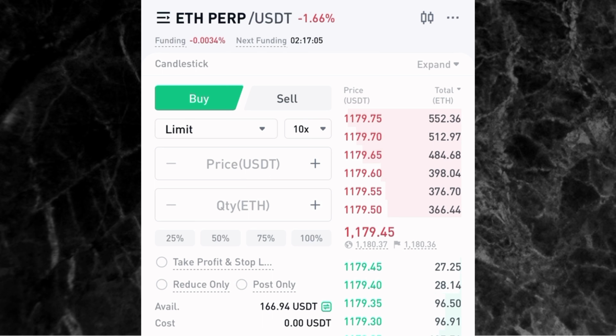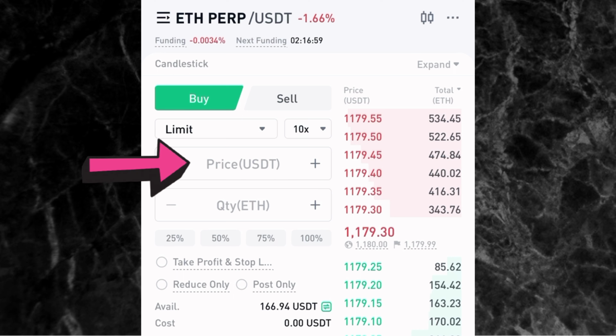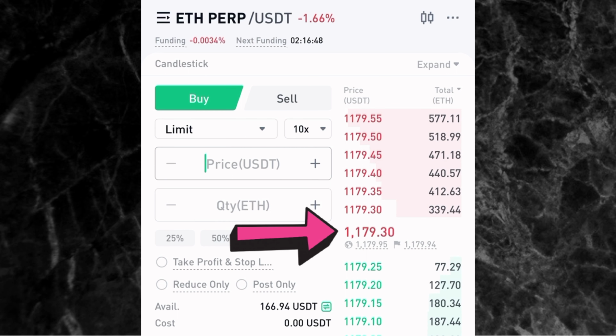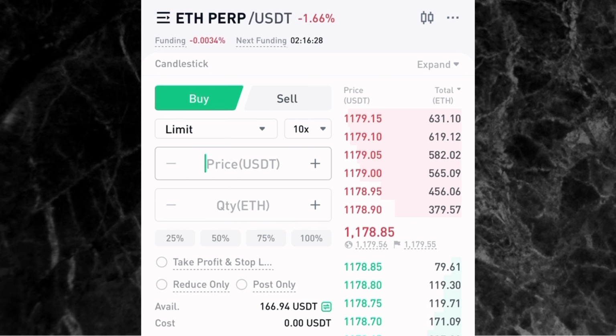Now, for the limit order type, remember I said it allows you to set the price at which you want to enter the market. So you can see where you have the space for price right here, where the arrow is pointing to. That is where you can put the price at which you want to enter the trade or the market. So you can see right now that the price of one ETH is 1,179 USDT. So let's say, for example, after doing your analysis, you've seen the price you want to enter the trade, and come here to enter the price right here.